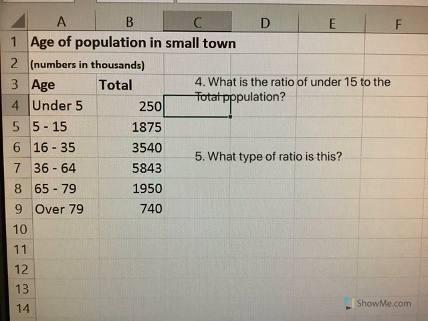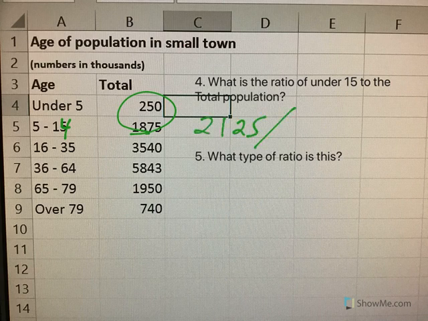What is the ratio of under 15 to the total population? And again, let's pretend that's a 4. So under 15, we know if we add these two together, we get 2125. To the total population, well, the total would be if I add all of these together. When I add them all together, I get 14,198. So we're going to divide 2125 by 14,198.